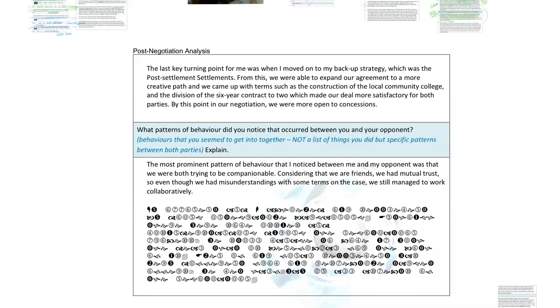Here we have the third paragraph from that question that breaks here. And then we come to the last part of this. What patterns of behavior did you notice that occurred between you and your opponent? And these are behaviors that you seem to get into together, not a list of things you did, but specific patterns between both parties. This is not your own patterns on your own by yourself. But how did you get tangled up?